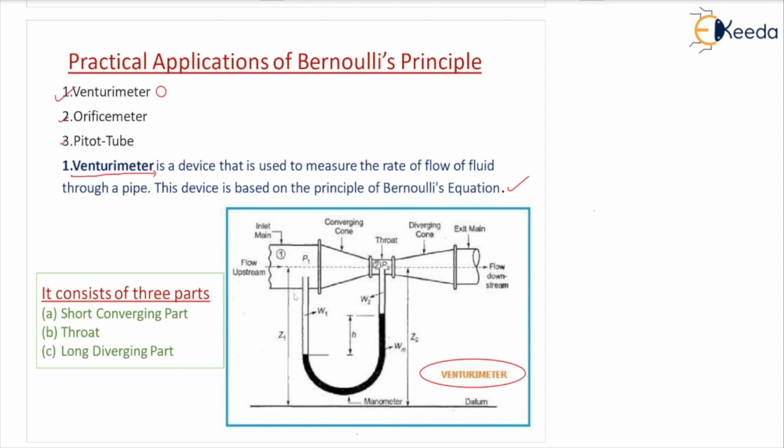This is the pipe, actually this is the inlet main, and this is the exit main. So venturimeter is connected between the pipe. This is the inlet and outlet of the pipe, and in between, from here to here, is your venturimeter. The first part is the converging section, also known as the converging cone. Then we have the throat. Throat is your minimum cross section area, and then the diverging cone is there. These three parts are the important parts of the venturimeter: converging section, throat and diverging section.